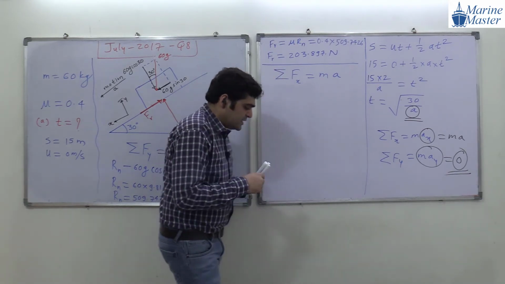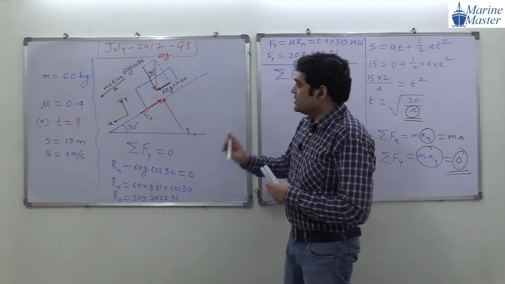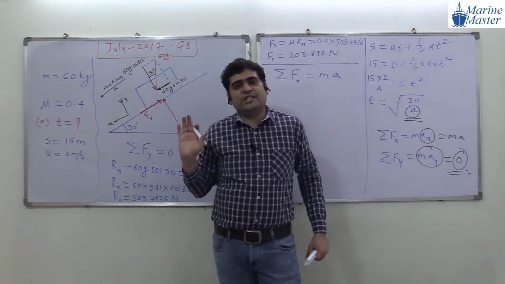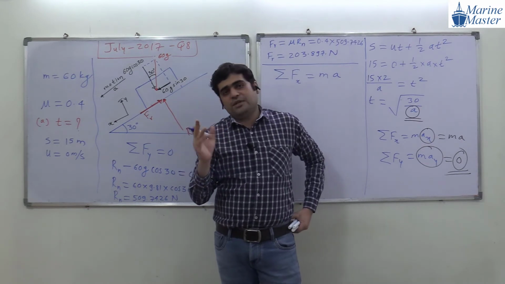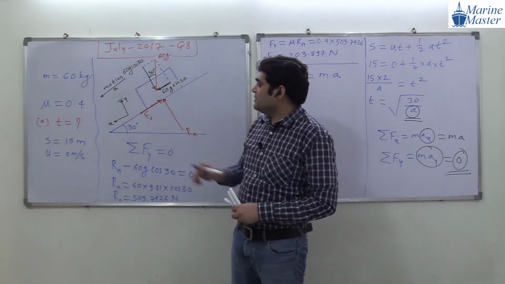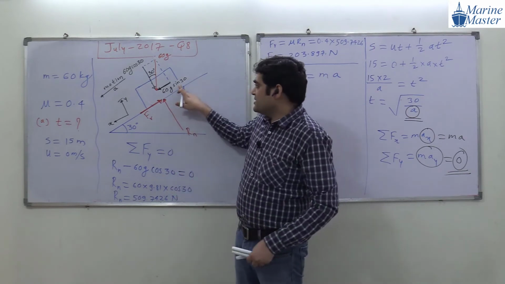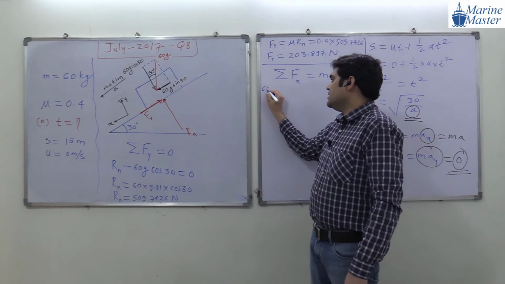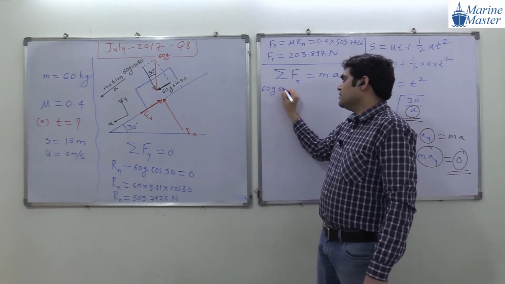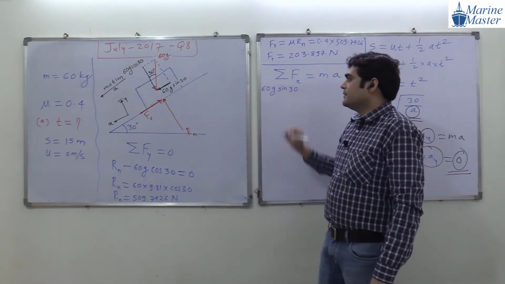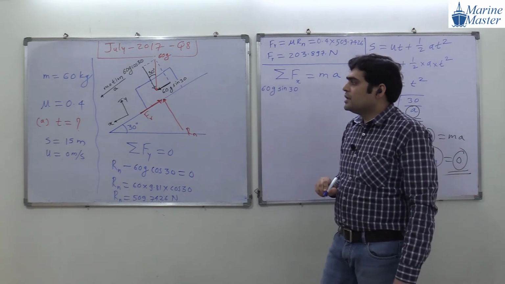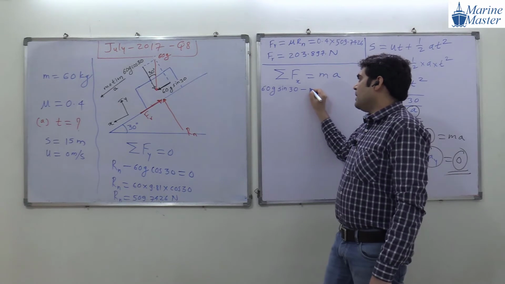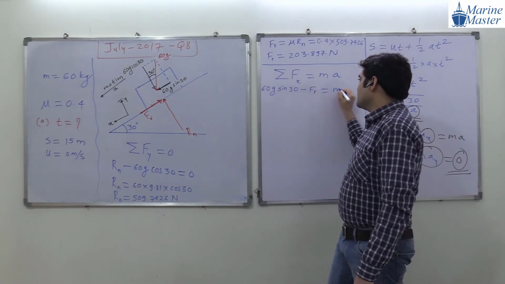So now try to see the scenario here. Forces in the direction of motion we consider as positive, opposite forces negative. What is the force in x direction here? 60g sin 30. It is directly along the motion, so we consider it positive. What about the next force? Minus Fr, and that is equal to ma.